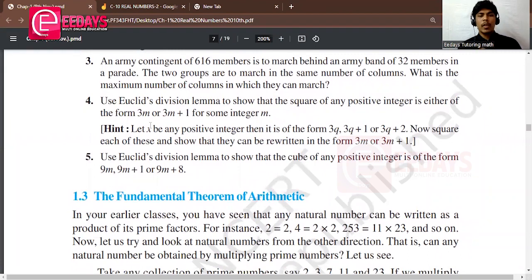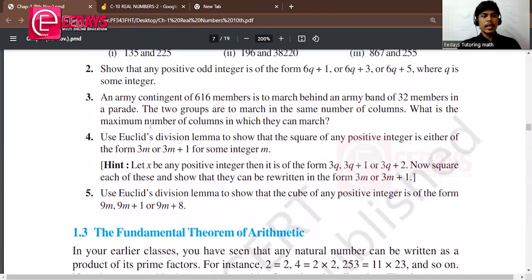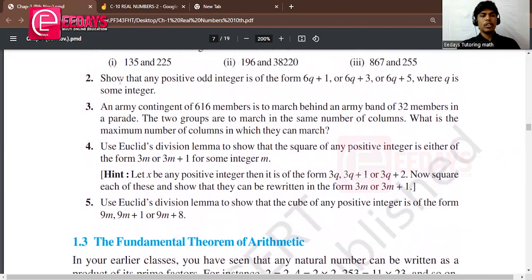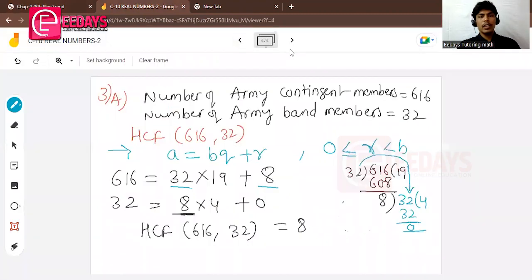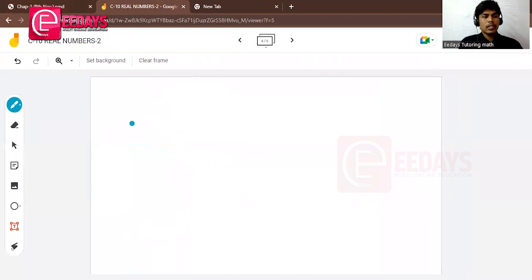Using Euclid's division lemma, show that the square of any positive integer is either of the form 3m or 3m plus 1 for some integer m. The same question we did as the second question. Observe, they asked for odd integers, 6q plus 1, 6q plus 3, 6q plus 5 like that. The same procedure, you can apply Euclid's division lemma here. Let's do it here, the fourth question.